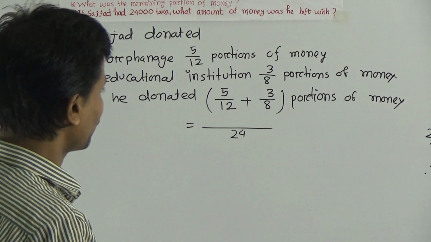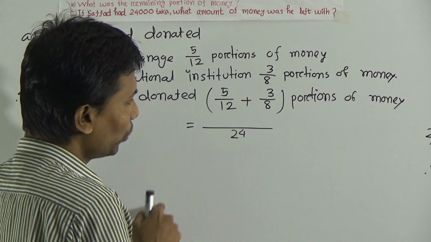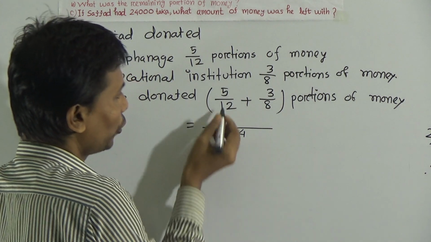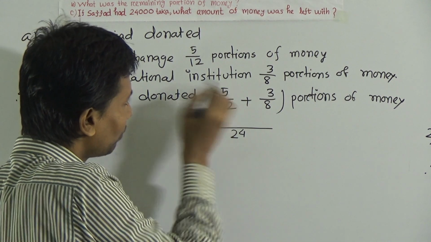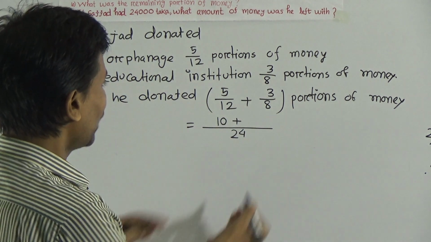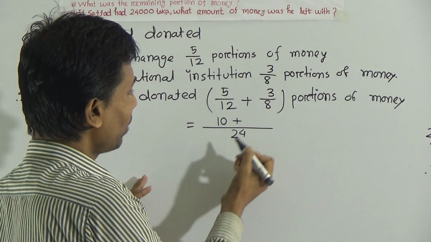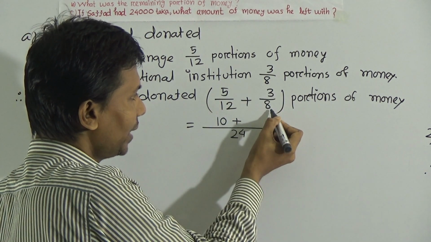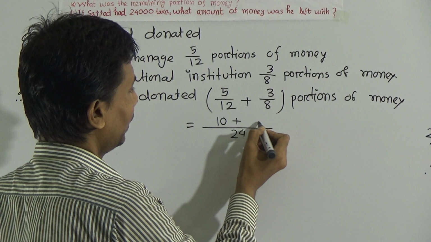Okay. Now see, you divide 24 by 12. Then we get 2. I repeat again, you divide at first 24 by 12. Then we get 2. Then you multiply 2 with 5. Then we get 10. Again, you divide 24 by 8. Then you get 3. After dividing, you multiply with 3. So 3 threes are 9. Right here, 9.